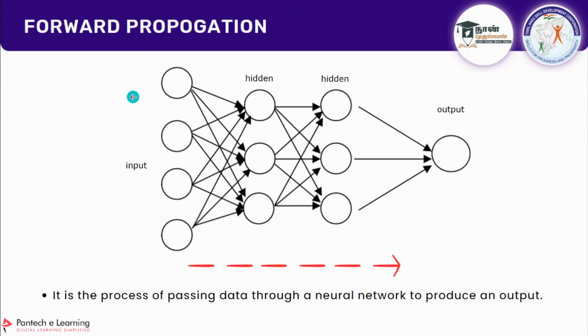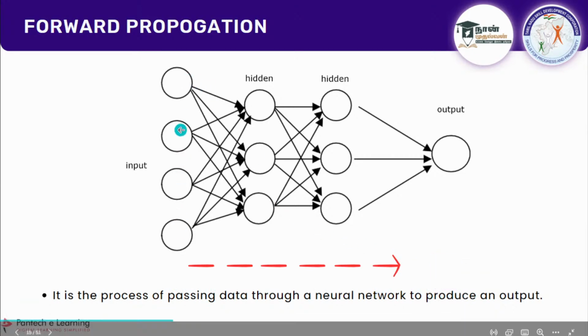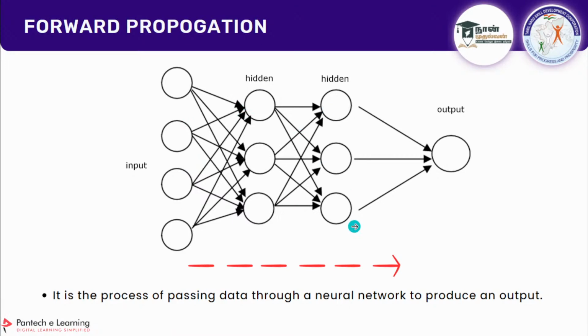So there is something known as forward propagation, guys. You have to understand these tasks. Forward propagation is the process of passing data through a neural network to produce an output. For example, you are giving 4 inputs, and you have 2 hidden layers with 3 neurons each, and an output layer with 1 output. So for example, this is x1, x2, x3, x4.